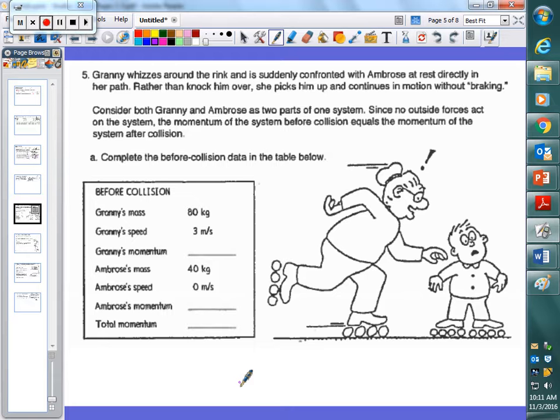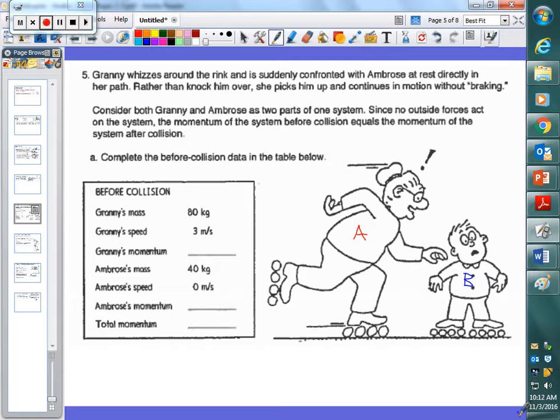All right? So it says, consider both Granny and Ambrose as two parts of one system. Remember we talked about system A, system B, and system A plus B? In this case, we can think of Granny as system A, and we can think of Ambrose as system B. Complete the before and collision data in the table below.